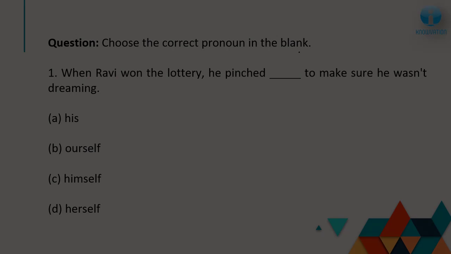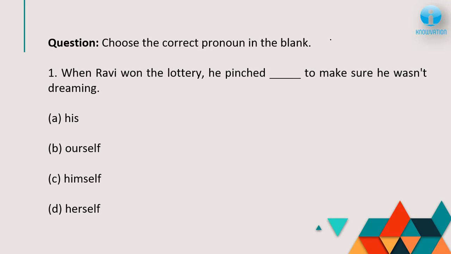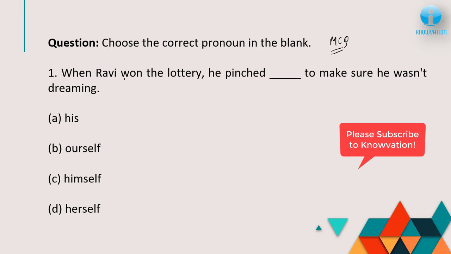Okay, now coming to the next type of question, that is MCQs. Now friends, here you can pause the video and try the question and then resume the video. When Ravi won the lottery, he pinched Dash to make sure he wasn't dreaming. Okay, let's see the options.